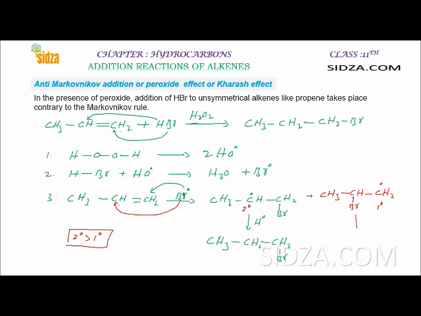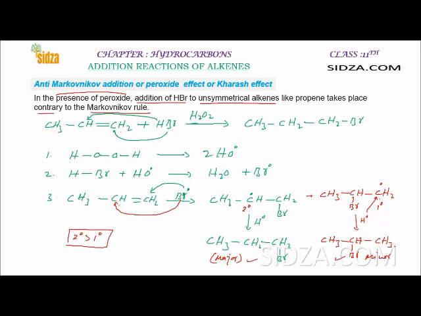So then from this one, when the H free radical attacks on it, what you get? You get CH3 CHBr CH3, but this is a minor product, right? And this one will be a major product, and this is called the anti-Markovnikov product, and this is the Markovnikov product. So that means addition of HBr to unsymmetrical alkenes in presence of peroxides only takes place contrary to the Markovnikov's addition.